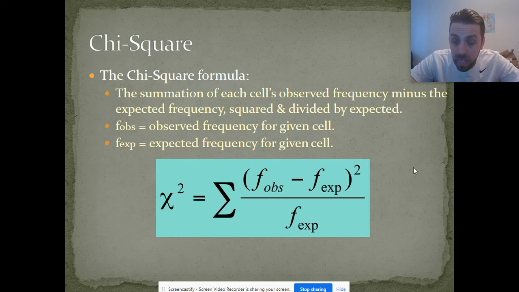Similar to ANOVA, chi-square is no-tailed. If this number is very large, chances are we will reject the null hypothesis. If chi-square is calculated as being very small, chances are we will fail to reject the null hypothesis.